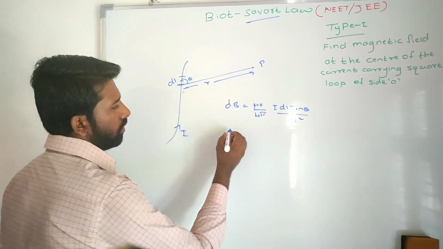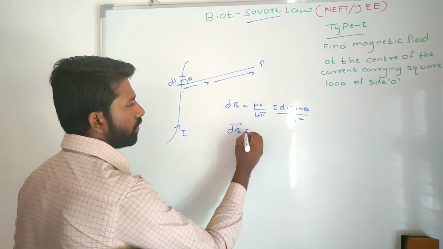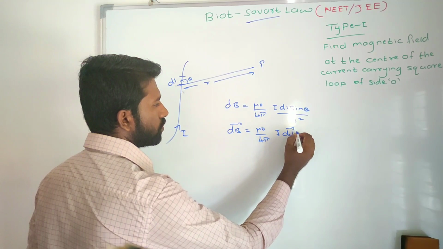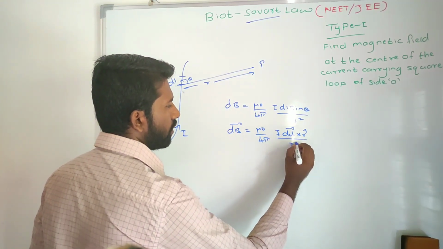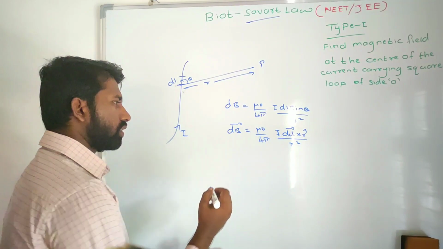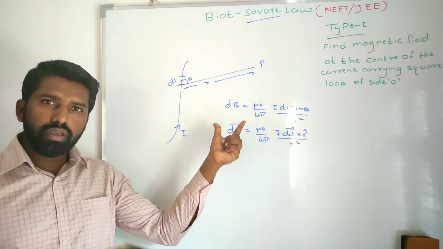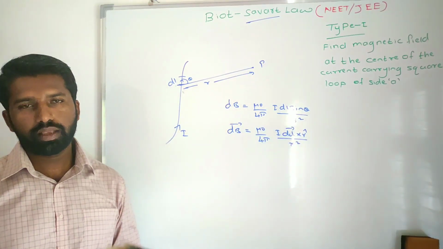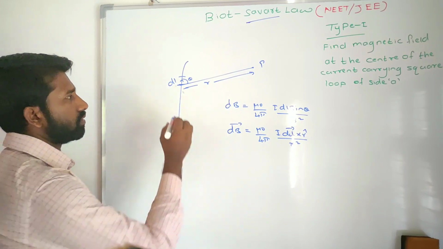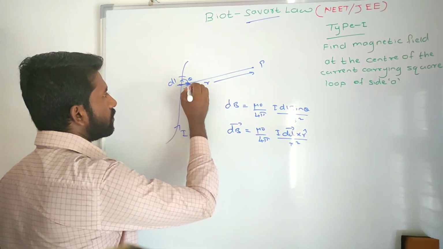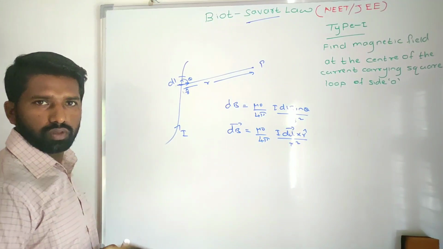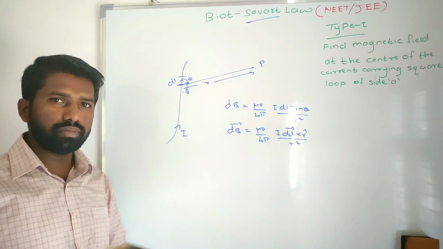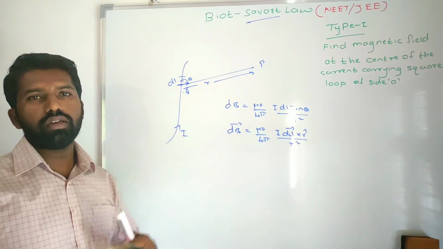Clear? Then, in vector form, we can write mu 0 divided by 4 pi, I dl cross r cap divided by r square. From this, you can say that dB is perpendicular to the plane containing dl and r cap. What is r cap? r cap is a unit vector along the direction of r. This is the r cap. So from this we can find out the direction by using the right hand rule.